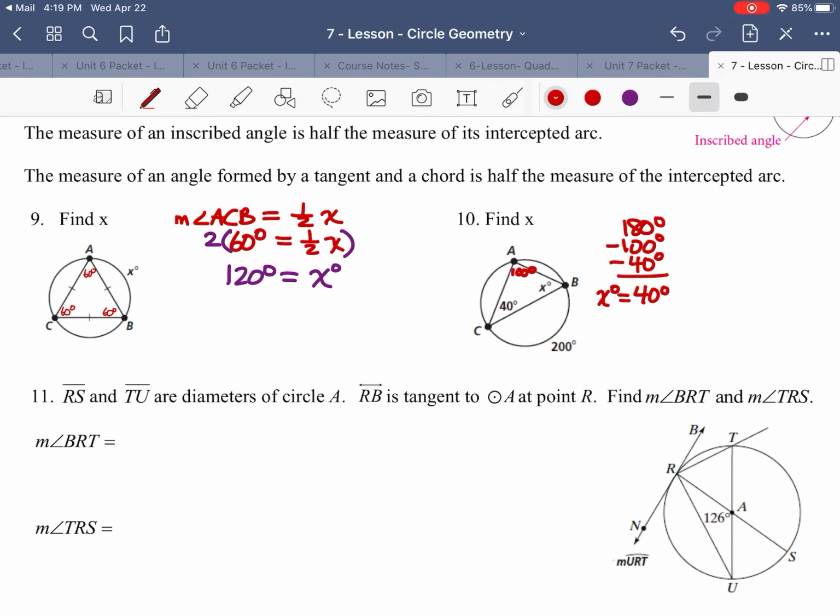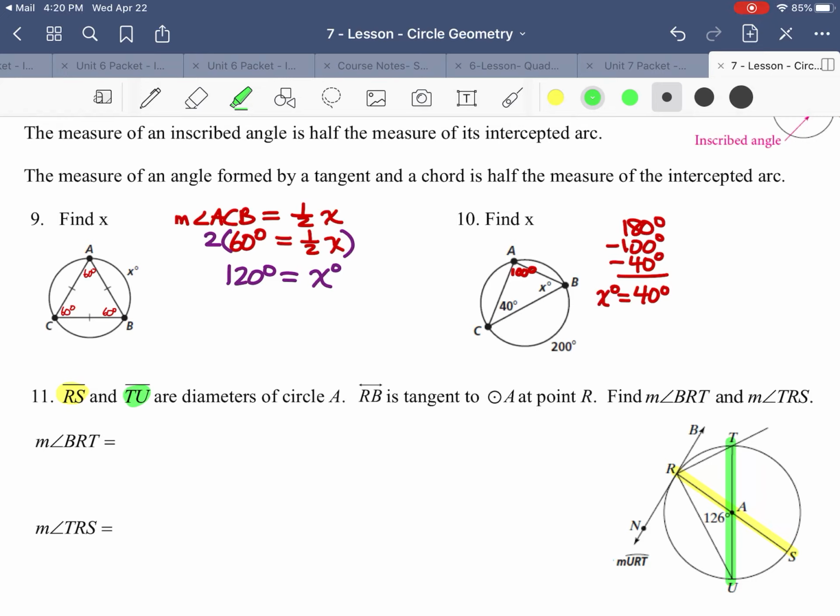Now, obviously, this is a busy looking diagram in number 11. RS and TU are diameters of circle A. RS and TU, if you just look at them, look carefully. Try not to get overwhelmed by the picture. That's one of the big challenges when it comes to this stuff. Here's RS. Just look at it a piece at a time. TU are diameters of circle A.